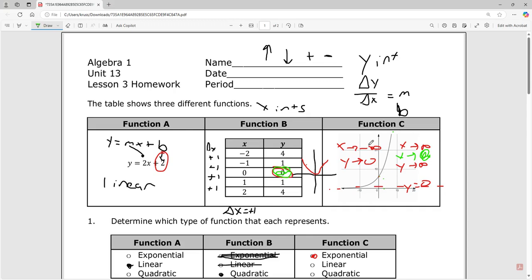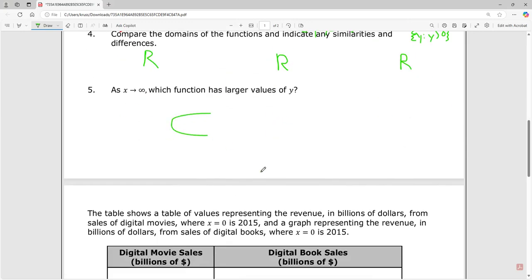So this one is linear. This one is just going to have the same ratio of change. So exponential functions grow significantly faster. So this is going to be C.